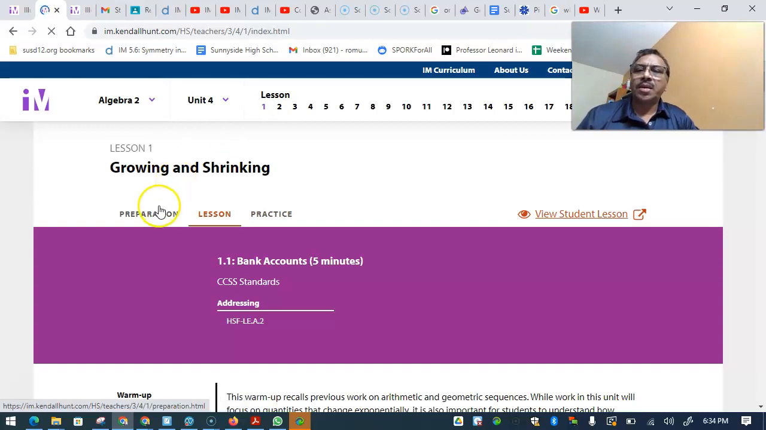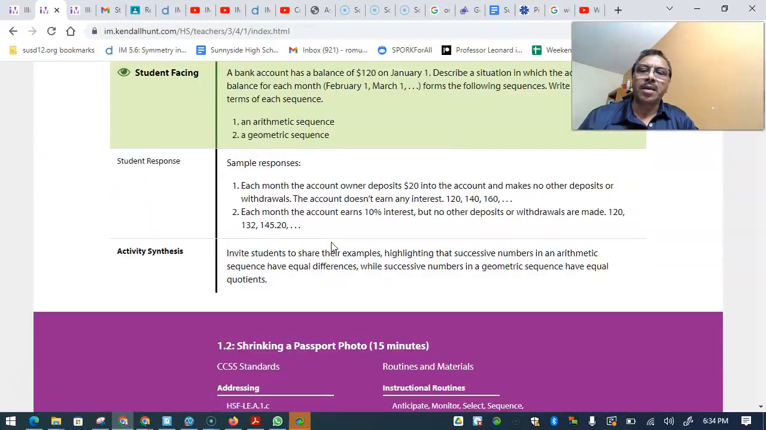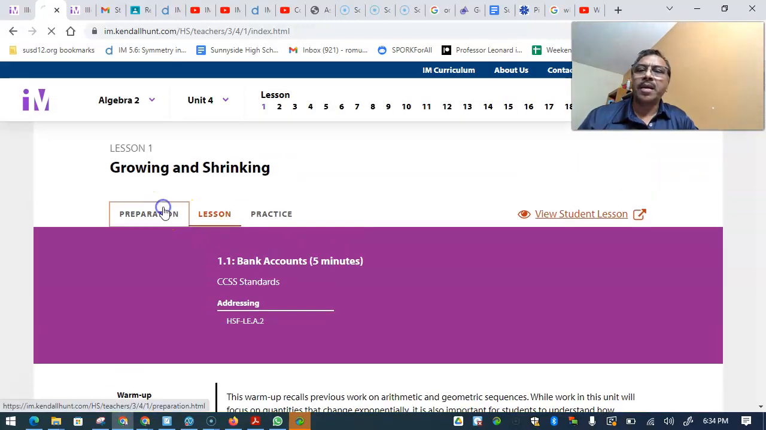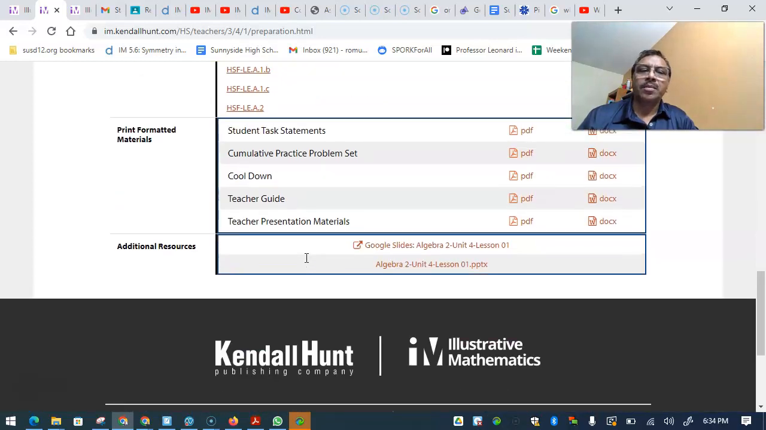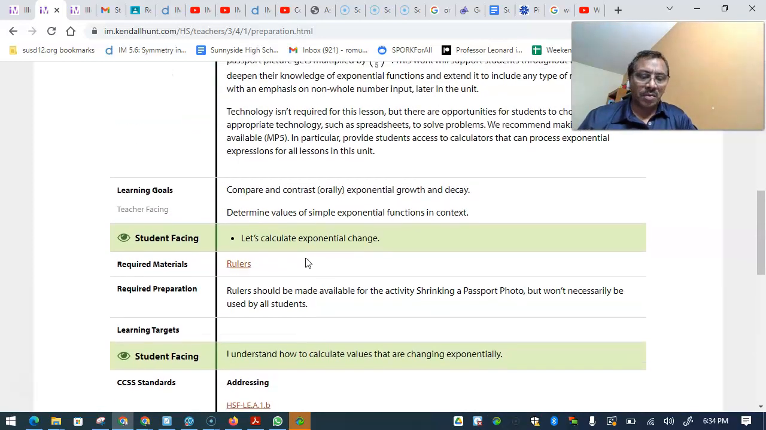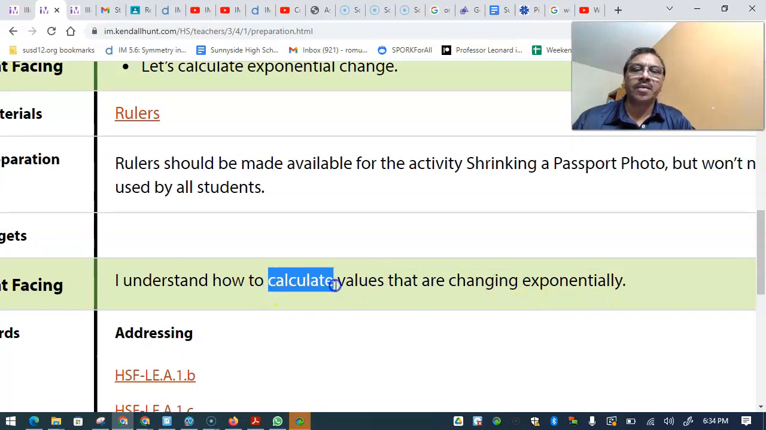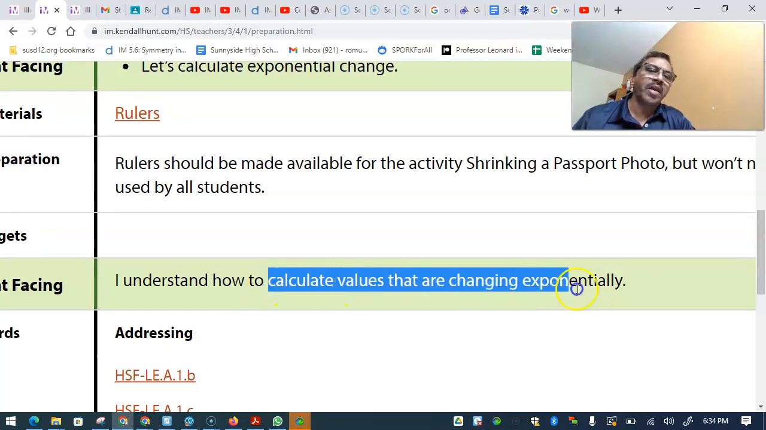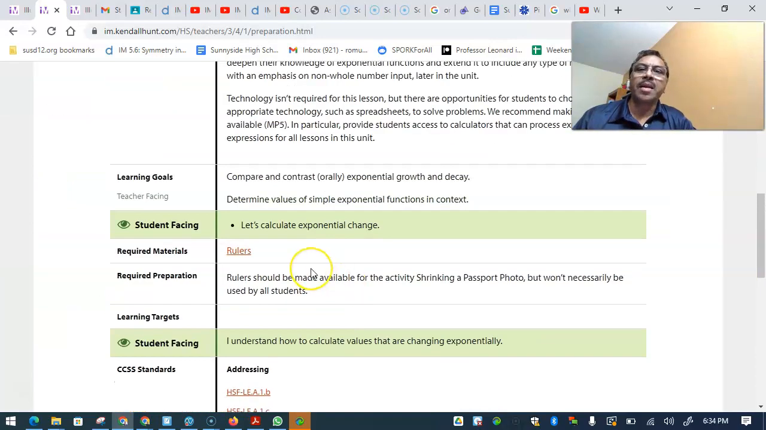So the lesson is... let's check the learning target. The learning target is about if I can answer. This is the main thing: I understand how to calculate values that are changing exponentially. Let's see what this means. The output changes exponentially. So if you see, the tasks are being done in the classroom.